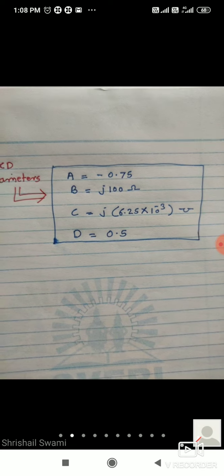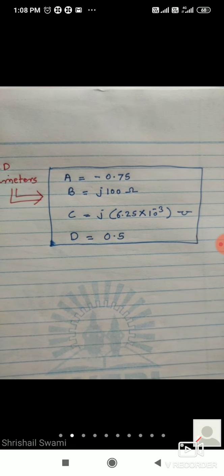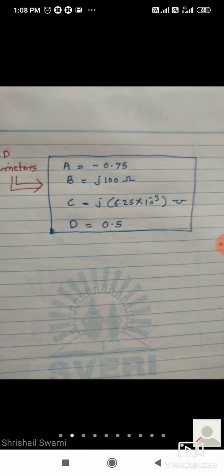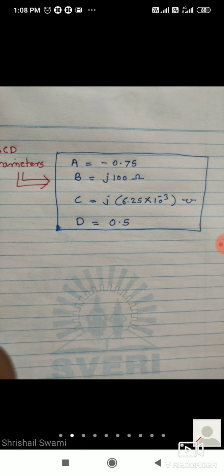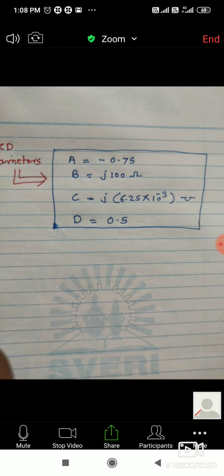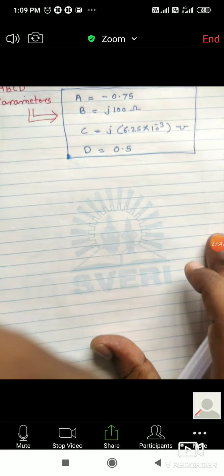Okay, so any doubt in this problem? Koni doubt hai? This question was asked in the university question paper. Okay, so within 1 minute I will again start. I will take the attendance.